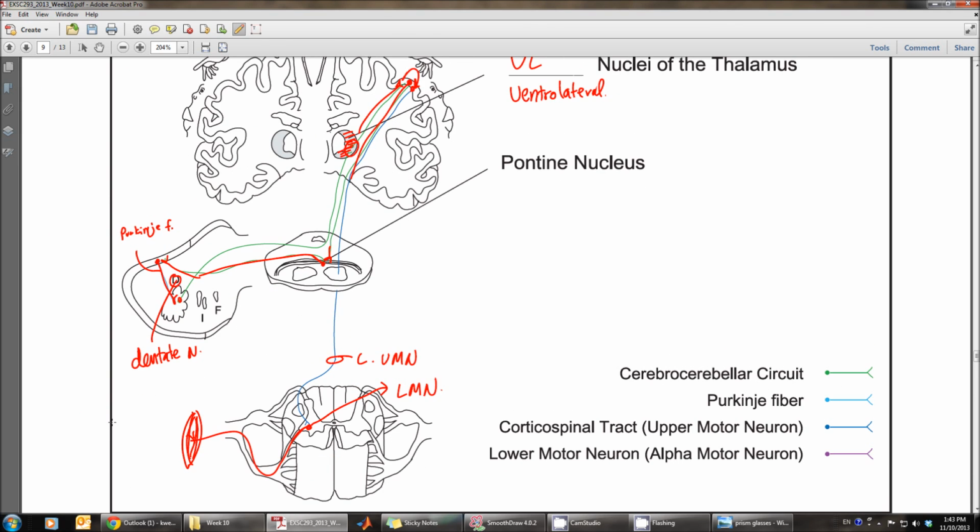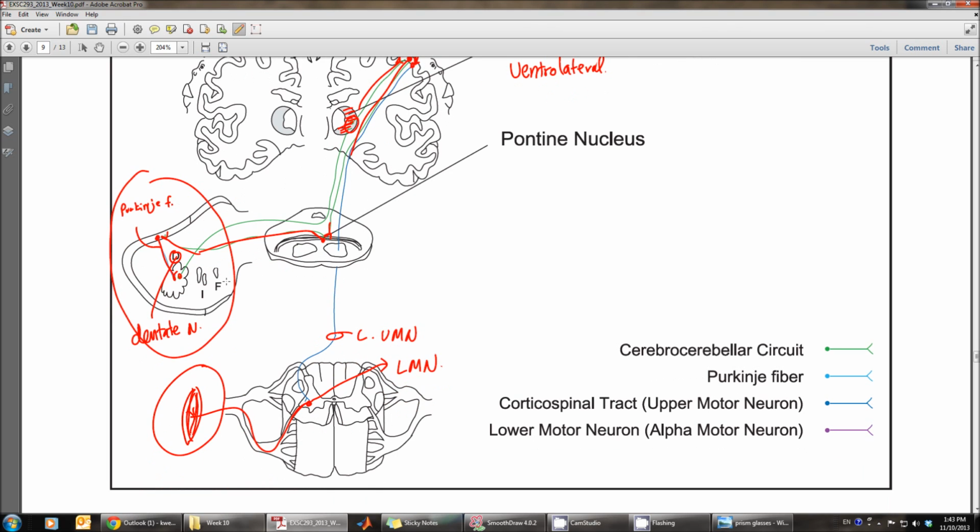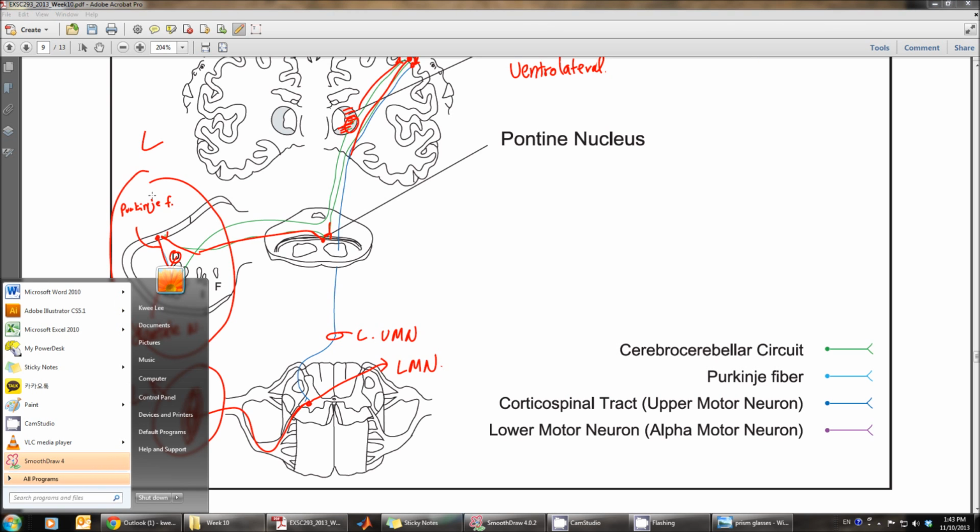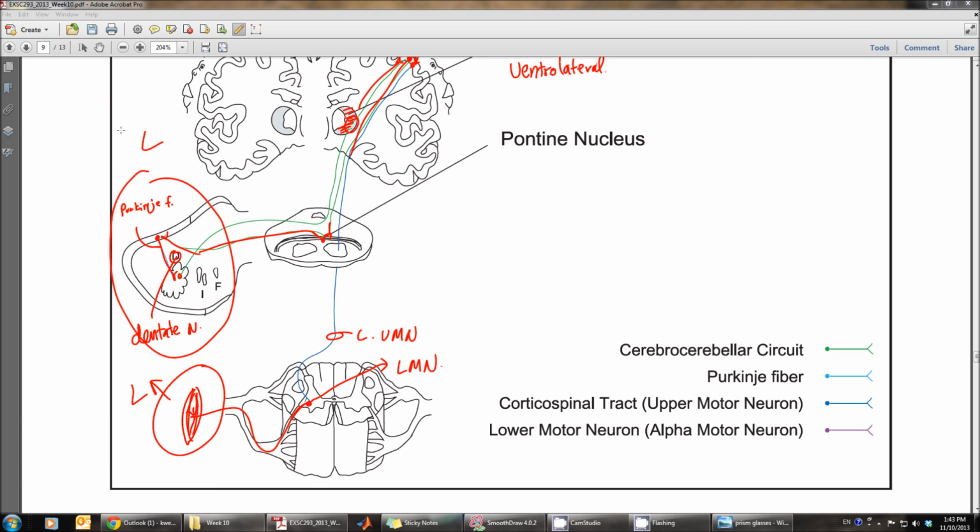So again, you can see this is ipsilateral wiring between the cerebellum and the muscle that needs the control from the cerebellum. It's the same side. So this is left side, and that's also left side. No, sorry, this is right side. Getting the sides wrong now. Right side and right side.